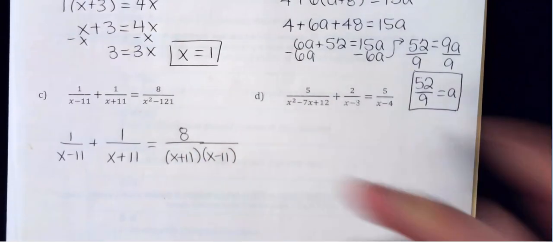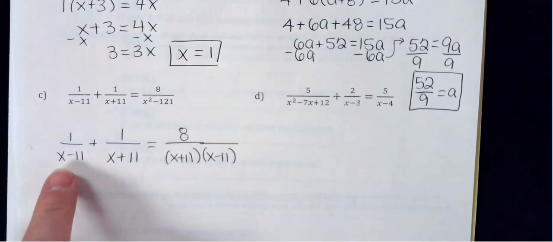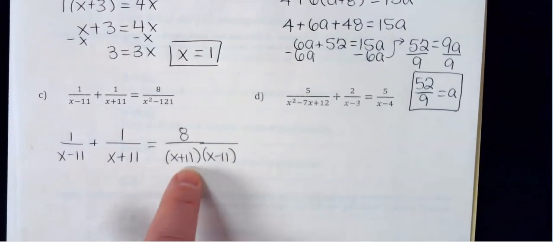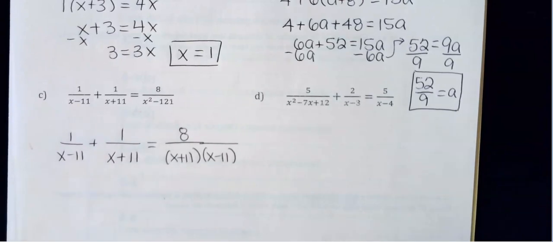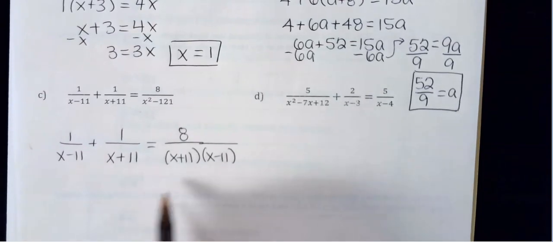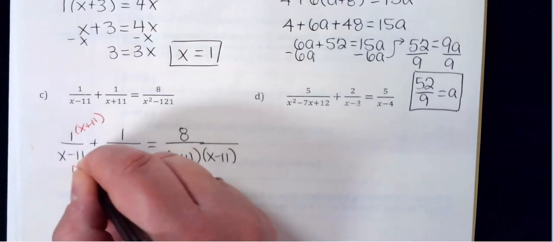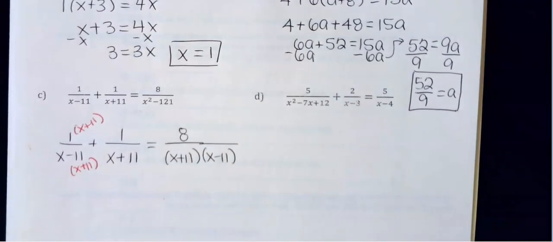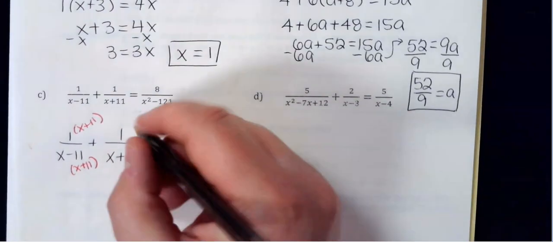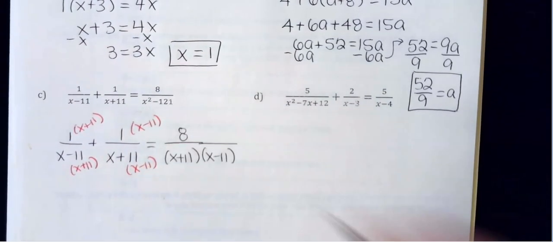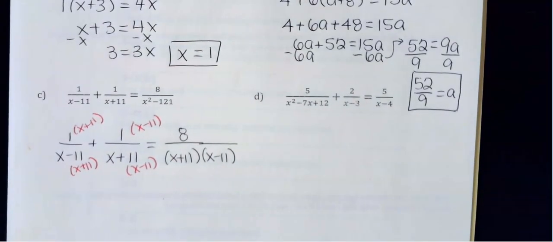And a lot of times you'll see a question like this. Basically, one of the denominators will be one of the factors. The other denominator will be the other factor. So to make these match, this one would need an x plus 11, top and bottom. The one in the middle would need an x minus 11, top and bottom. And I wouldn't need to do anything to that fraction on the other side because that already had both of those factors in the denominator.